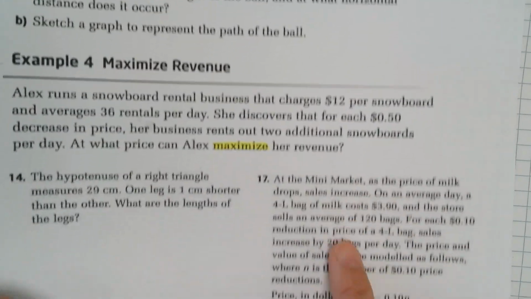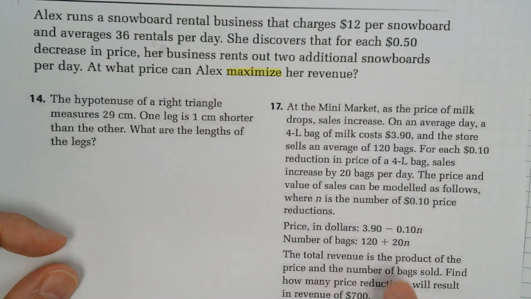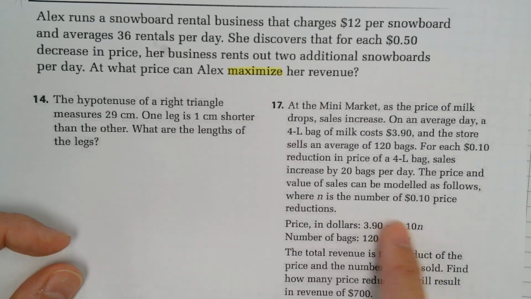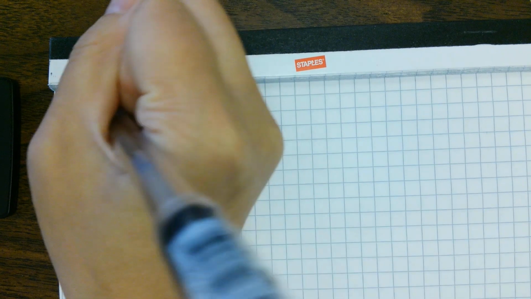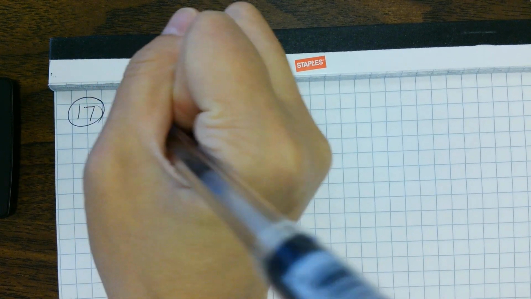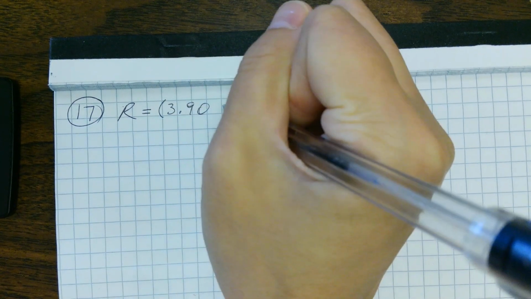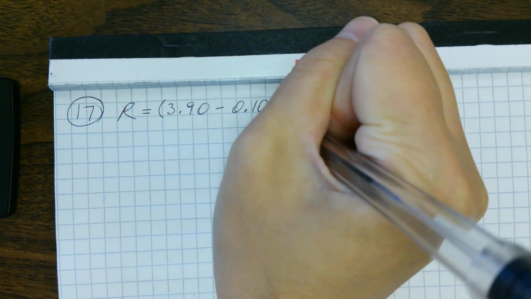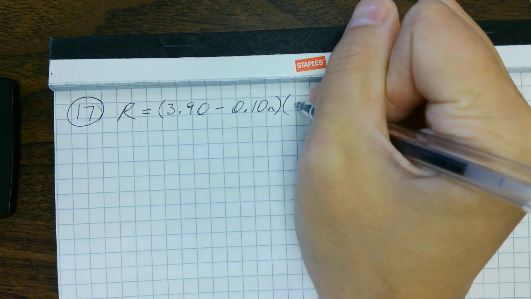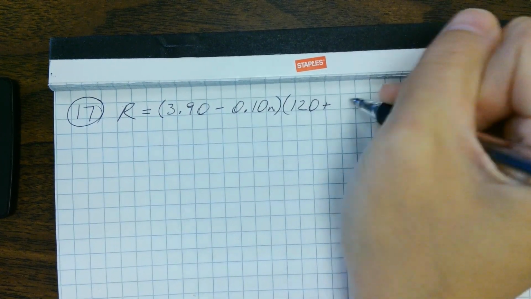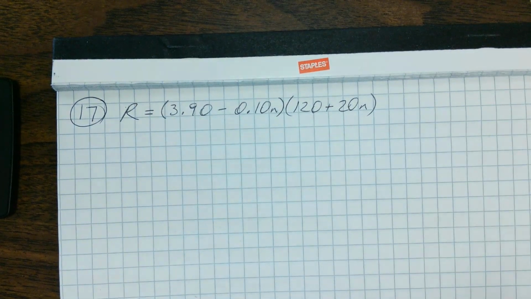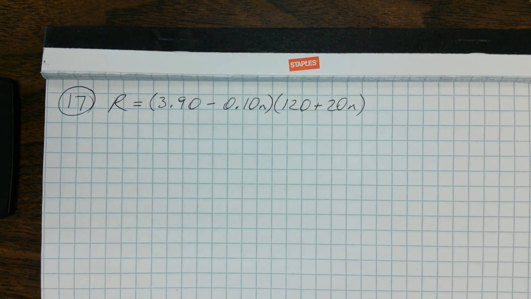All right. So this is exactly the same as the previous one. To find revenue, I'm going to multiply these two, the price and the number of bags. So I'm going to do revenue equals (390 minus 0.10N) times (120 plus 20N). Right? So again, I'm going to do FOIL.